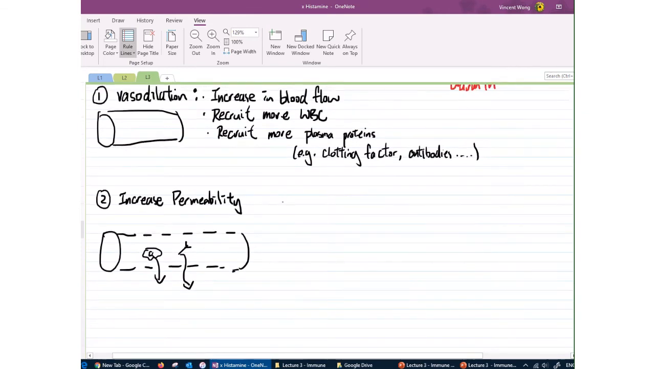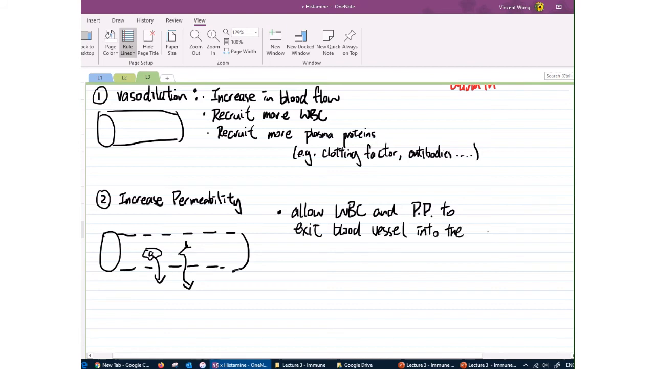So that would allow WBC and plasma protein (PP) to exit the blood vessel into the affected tissue.